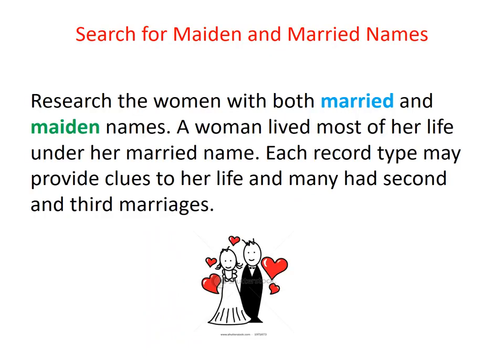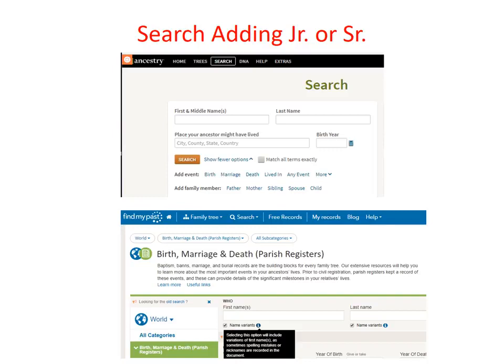Research the women with both married and maiden names. A woman lived most of her life under her married name. Each record type may provide clues to her life, and many had second and third marriages. Some record collections index junior and senior as though they were part of the last name. So if you find George White Jr., it's worth trying George White Jr. with no space between the White and the Junior. In Find My Past, where this can be a problem, try checking name variants.